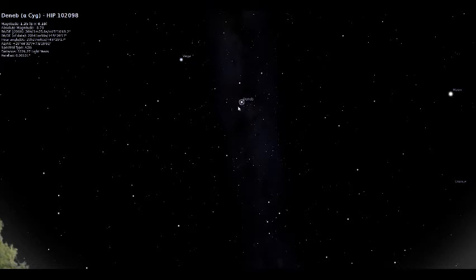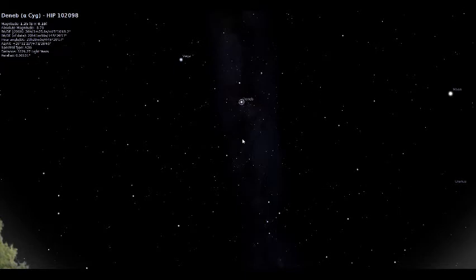So we're not seeing Deneb as it is right now at this instant. We're seeing Deneb as it was 1,500 to 3,000 years ago. So if Deneb exploded today, we wouldn't know about it for another 1,500 to 3,000 years, depending on the exact distance. So that's one of the farthest naked eye stars.